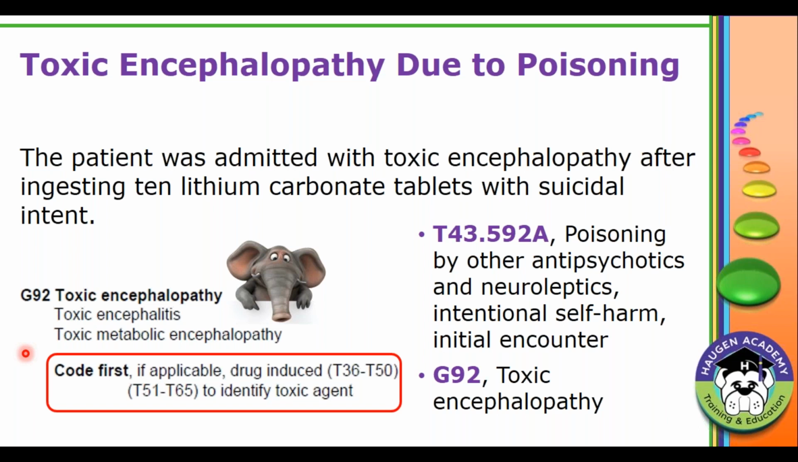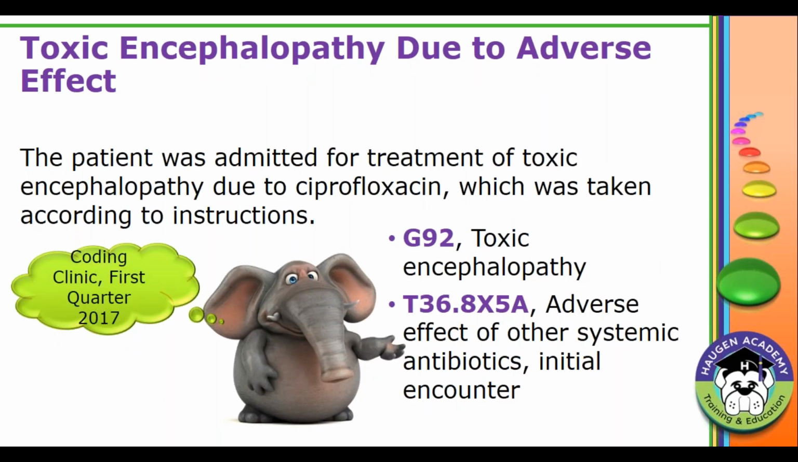And this one makes sense to me because our poisoning codes go first, unless of course you've got that weird sequela patient we just talked about. The problem is if it's toxic encephalopathy due to an adverse effect, we have a coding guideline that says that adverse effect T codes do not go first. So Coding Clinic first quarter 2017 did tell us that the proper way to sequence that is to put the toxic encephalopathy first, followed by your T code.